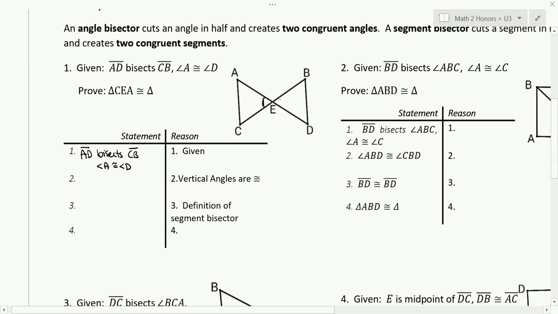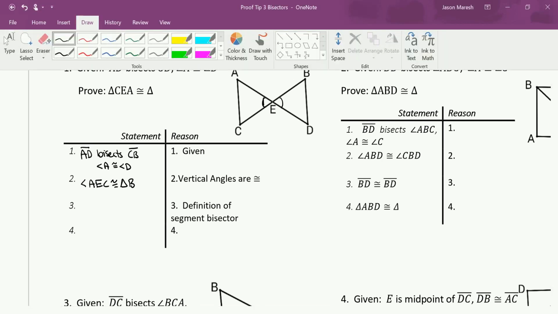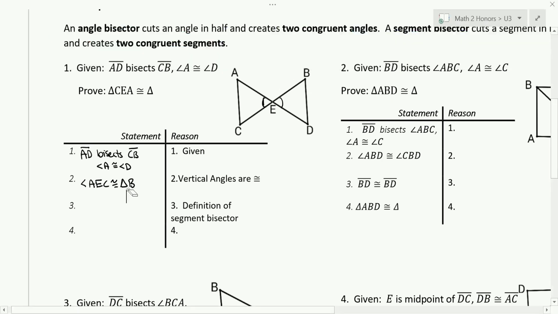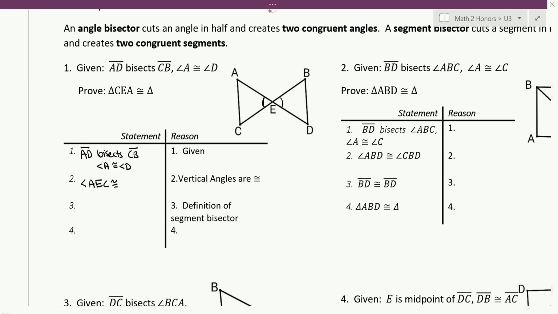Yeah. And so should we write angle E is congruent to angle E? No. Hope, what should we write? Oh, hold on. Hope, what should we write? AEC is congruent to which one? What did you say? Good. And I put triangle. Oops. Let's fix that again. Angle BED.